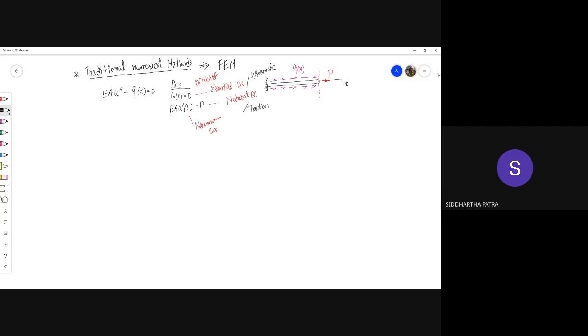Now, why is this boundary condition called essential boundary condition? It's because you are supposed to provide this type of boundary condition at least somewhere at the boundary. I mean, you cannot solve the equilibrium of this bar. You cannot solve the equilibrium of this bar unless you specify the value of u either at the left end or the right end. Okay.